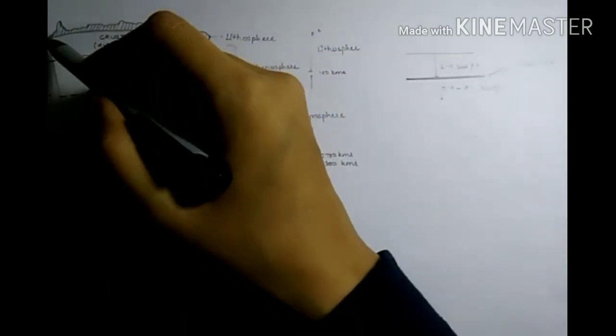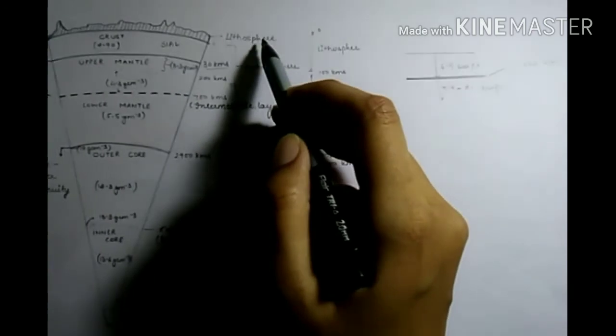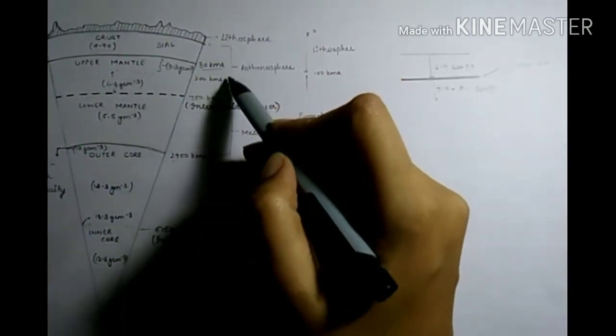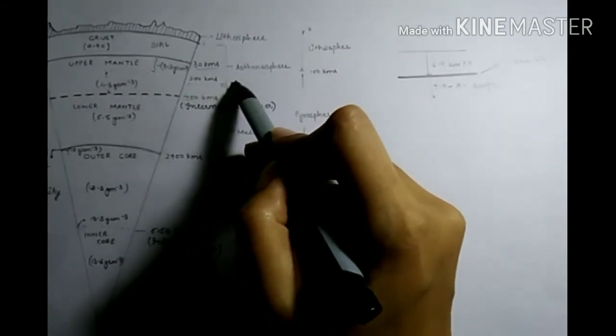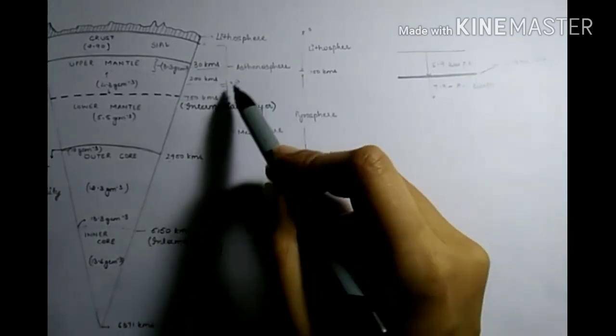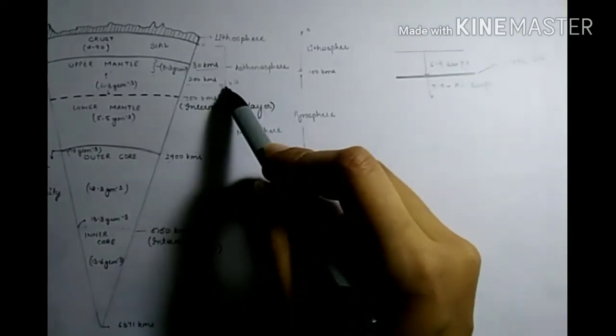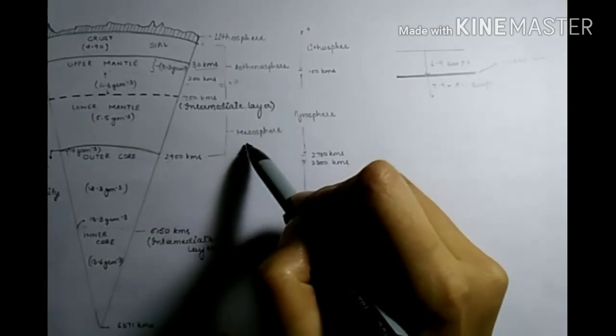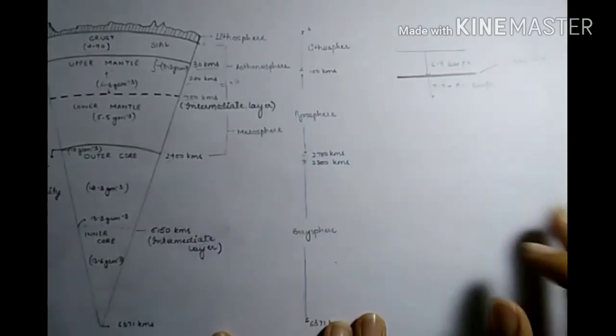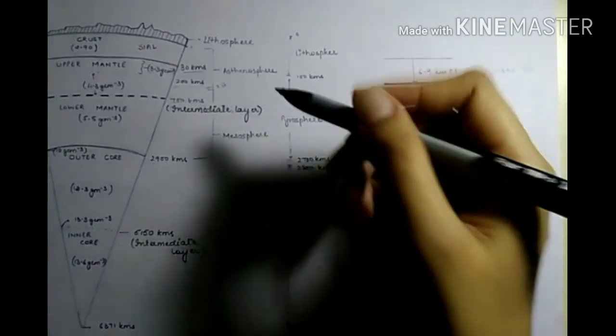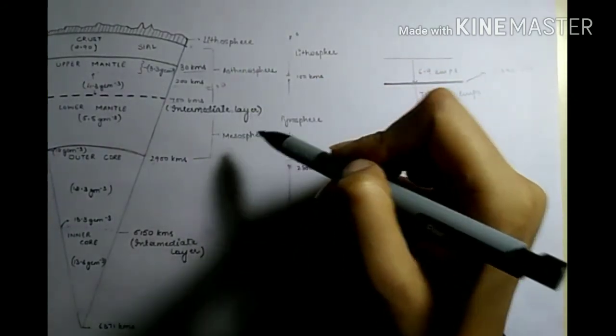And this crust, what other names are given? This outer layer is known as the lithosphere. From 0 to 200 or 250 kilometers is our asthenosphere, and from 250 to 2900 kilometers is our mesosphere. So this is another division of Earth: lithosphere, asthenosphere, and mesosphere.